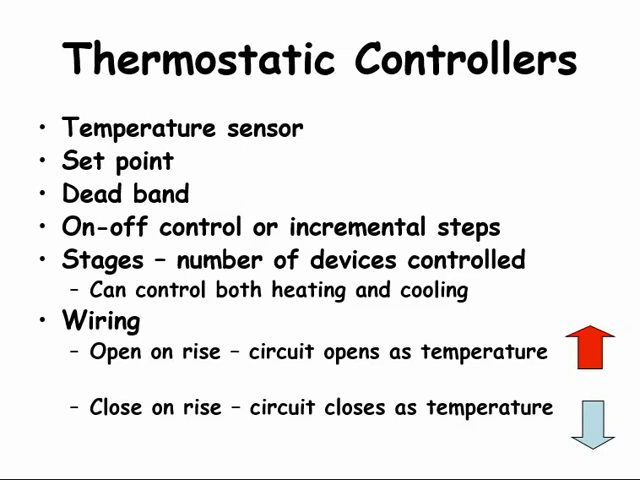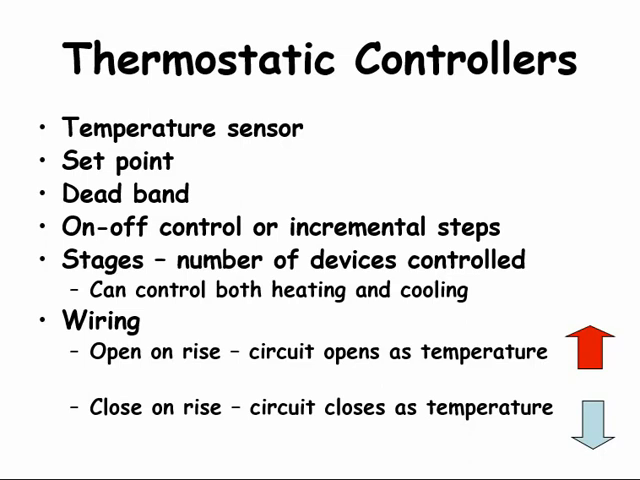Some thermostats have timers or clocks that allow the user to adjust the set point at different times of the day. Most thermostats use simple two-position on-off control, but some can be found that use incremental steps to make adjustments to control temperature. Residential thermostats normally have two stages. They can be used to control both the heating system and the cooling system.